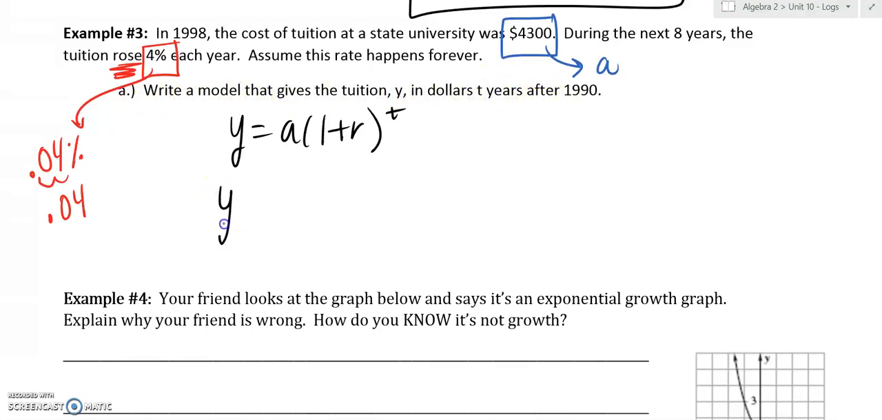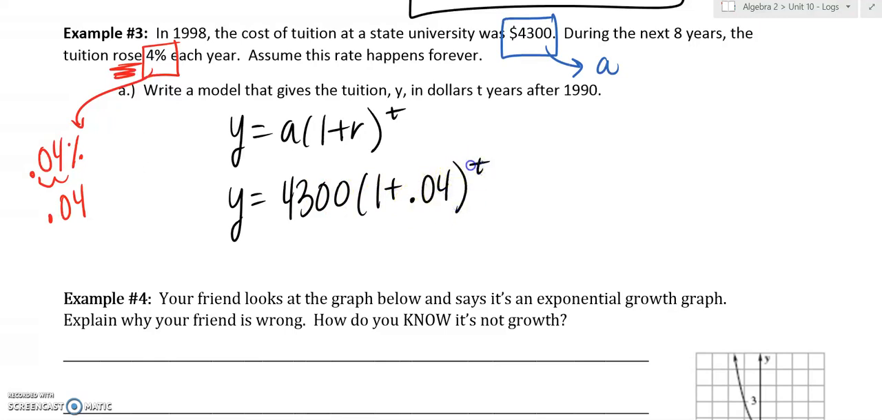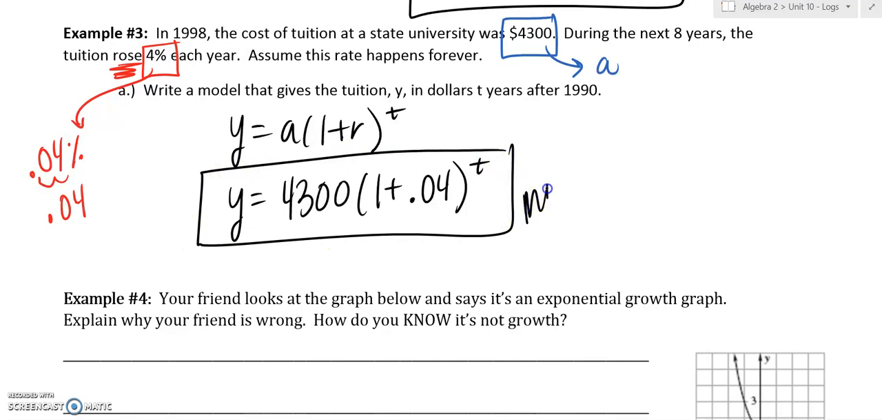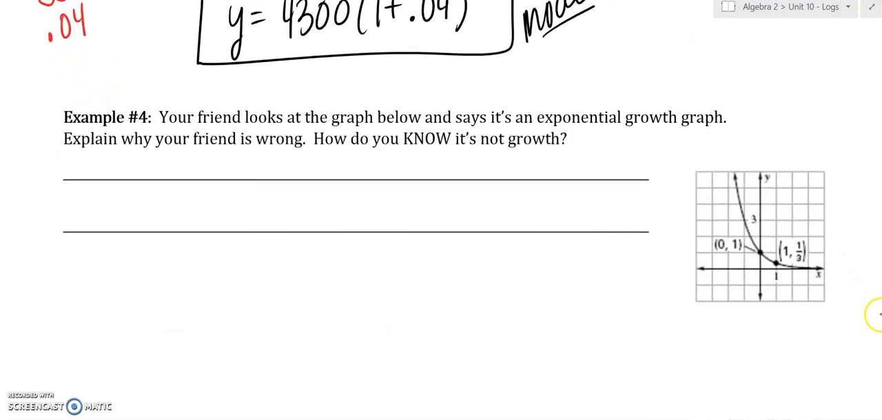So I don't know t. I know a, plug it in. I have a 1 plus. I know r, so I plug that in. I don't know t. That's what it's asking. I could plug in a time frame, get out my answer. Plug in a time, get out my answer. So there, again, is my model.